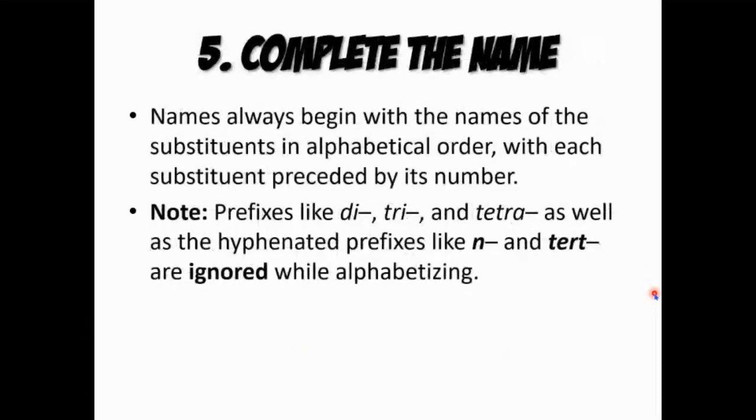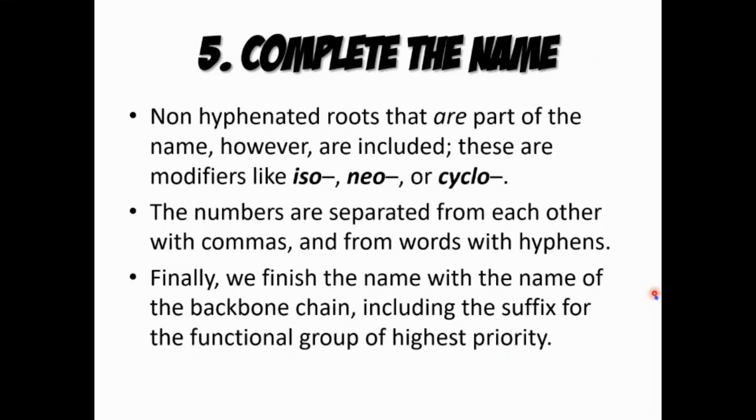And then number 5, complete the name of the hydrocarbon. Names always begin with the names of the substituents in alphabetical order, with each substituent preceded by its number. Note that the prefixes like di, tri, and tetra, as well as the hyphenated prefixes like n and tert, are ignored while alphabetizing. Makikita natin ito later on sa ating sample problems para mas talagang maintindihan natin kung ano ibig sabihin yan.